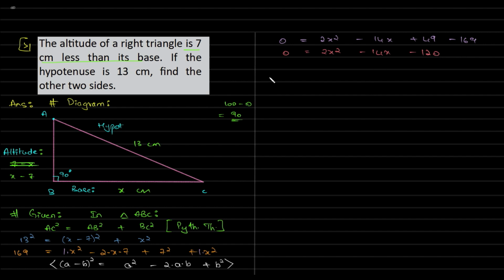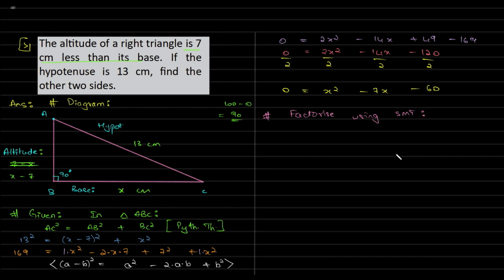Are we done, or can we simplify a step more? We can. We will divide by 2. Yes, we need to divide with 2. So 0 is equal to x square minus 7x minus 60. And we have the equation. Now we will factorize, using splitting the middle term.